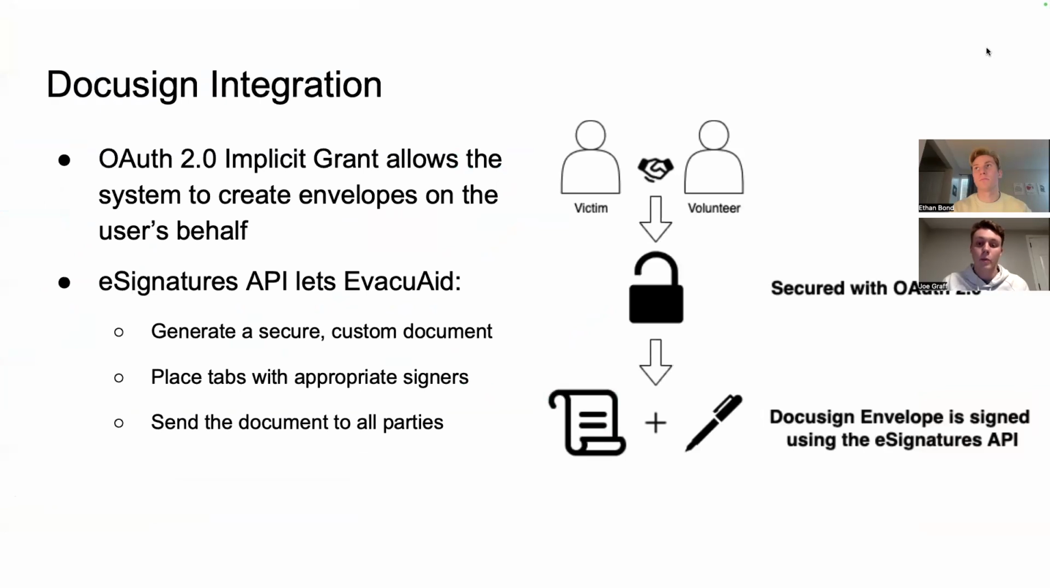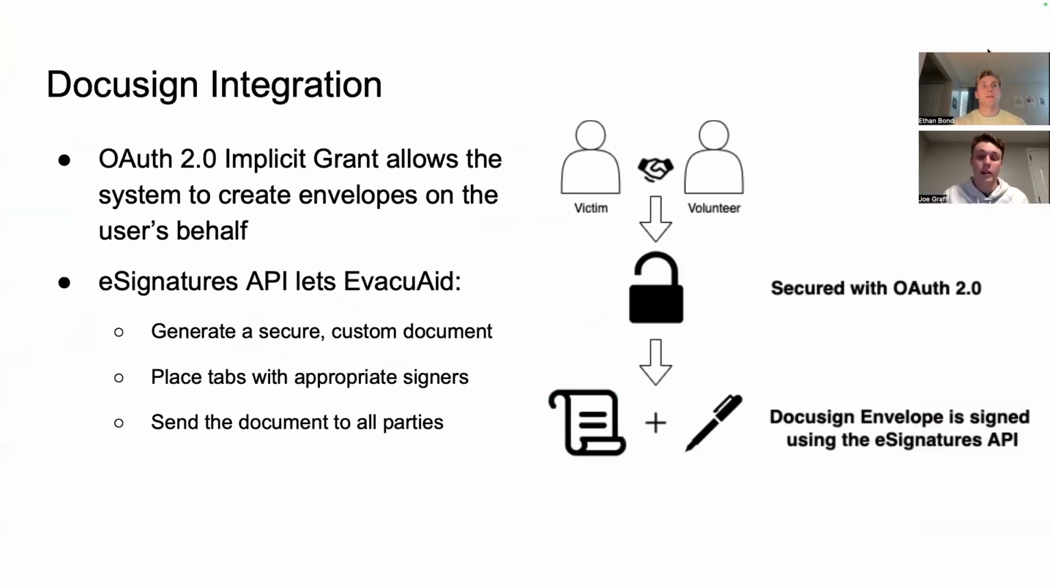In this project, we used DocuSign's OAuth implicit grant authentication. We were then able to make calls to the eSignature API in order to generate and allow users to sign the created contracts.